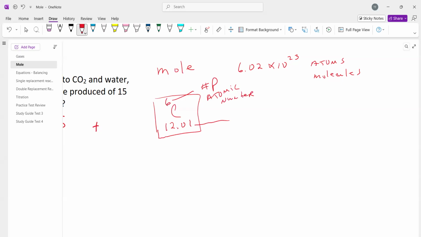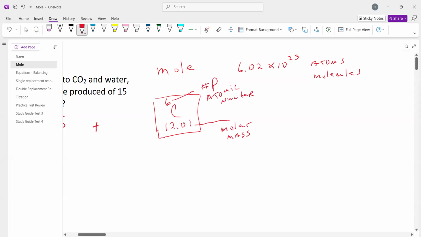Now the 12.01, I mentioned that's measured in atomic mass units, AMU. However, the other thing I mentioned that number represents is something called the molar mass of carbon. Sometimes it's referred to as atomic mass. So what is the molar mass then?